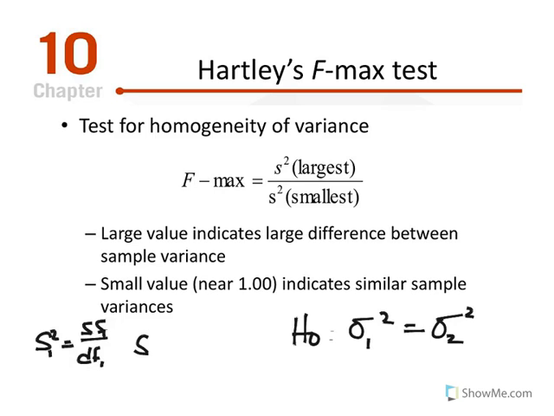For our second distribution, variance is equal to SS2 over degrees of freedom 2. So that would be the first step, to calculate the separate independent sample variances. Next, we're going to use this new equation, the F-max equation, and we're going to identify the largest of the 2. So once we calculate the variance for both samples, then we select the largest and place that as the numerator and the smallest as the denominator of our F-max equation.